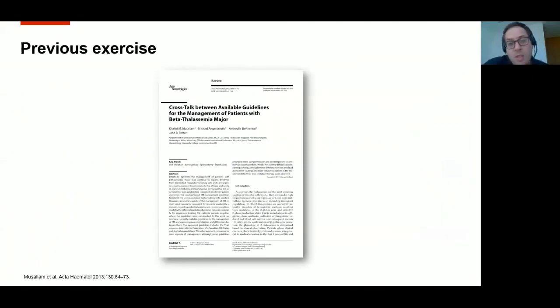So we wanted to do something similar here for sickle cell disease, but I must admit that it's a much harder task because of the long list of complications, acute and chronic complications, with very specific aspects of management, which makes it a little bit hard to put things head to head to compare how guidelines describe things.